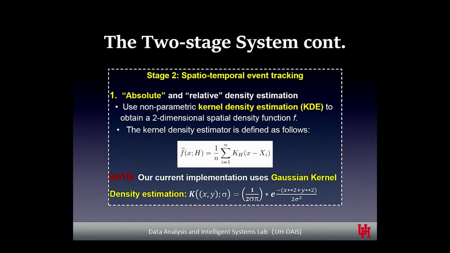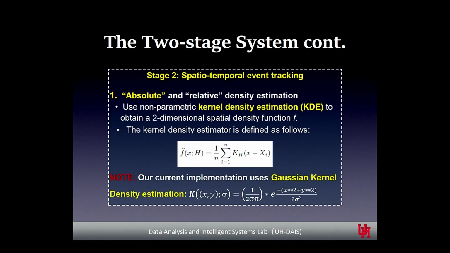The key point, as our approach is a density control-based approach, is the density estimation. In our case, we use kernel density estimation, and our current implementation uses the Gaussian kernel. We apply this to the locations of the event, just 2D locations. That's the absolute density.